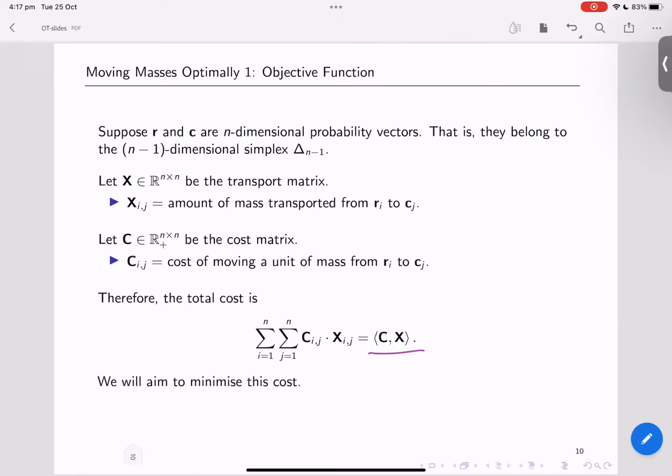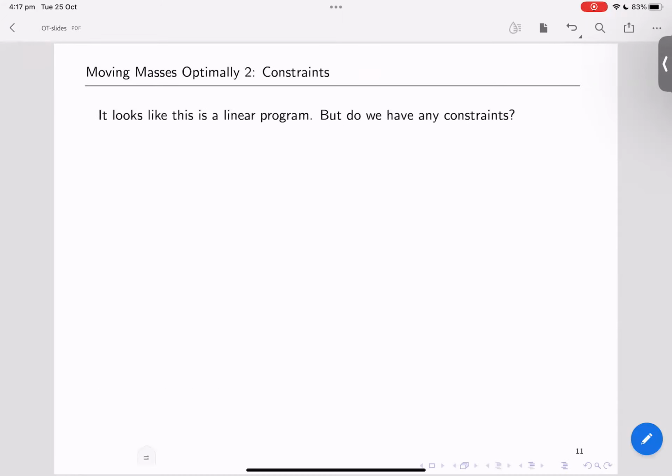So, well, I think a lot of us would recognize that this is a linear program, right? Because the objective is a linear problem. But we have to think about whether there are any constraints to this problem, okay? So let's talk about the constraints. All in all, we need to minimize C times X, minimize with respect to X, okay? Remember that Xij is the mass transported from Ri to Cj, right? So we will try to find out what kind of constraints we have on this variable, Xij.